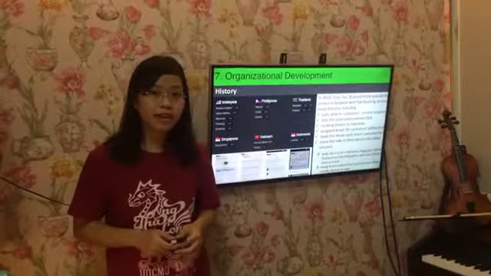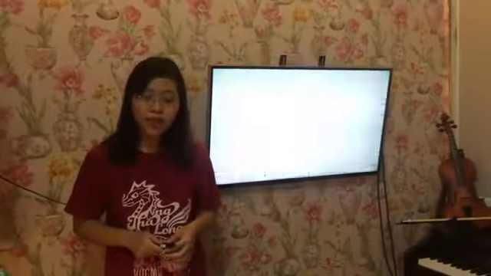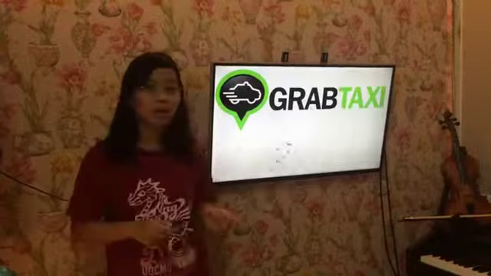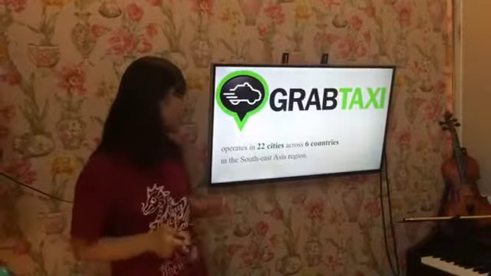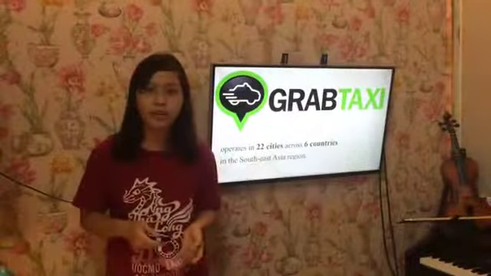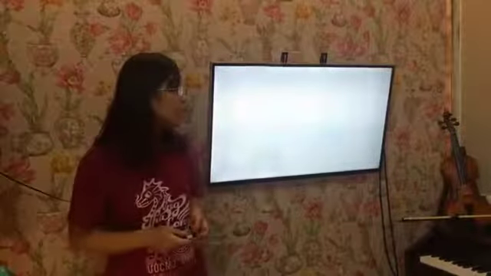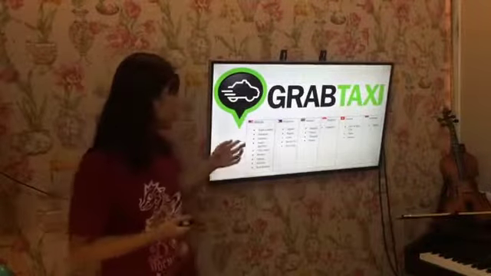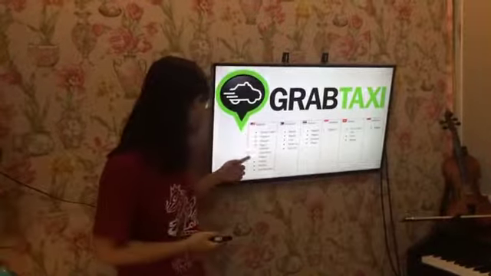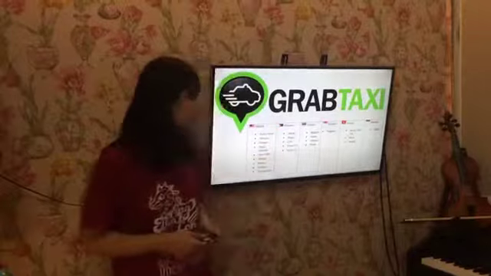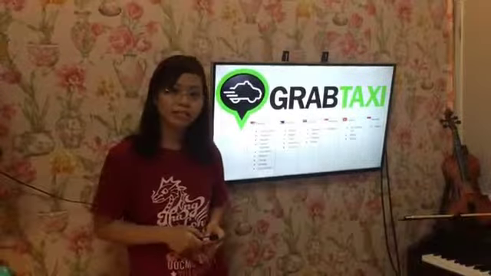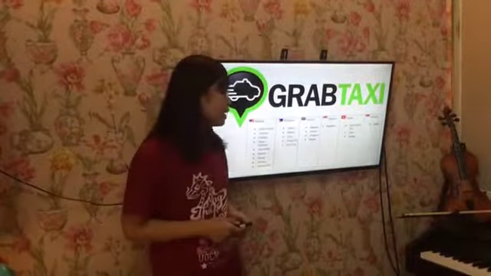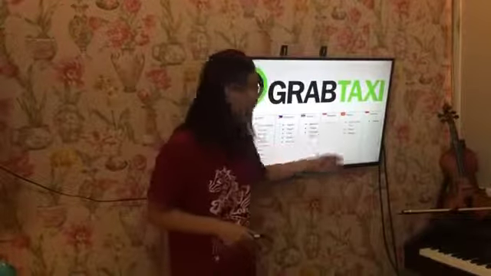And what about its organizational development? Grabtaxi operates in 22 cities across 6 countries in the Southeast Asia region. You can see that most of them are positioned in Malaysia and the Philippines, and in Vietnam it operates in 3 big cities: Ho Chi Minh City, Hanoi, and Da Nang.